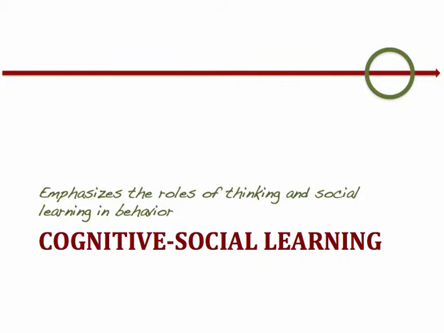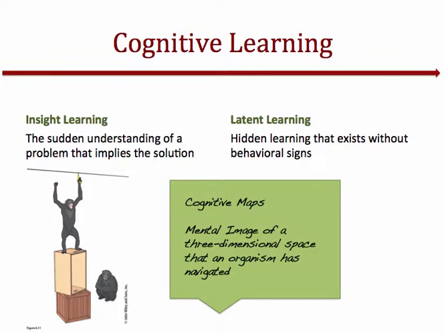Okay, the other major type of learning is social cognitive learning, which emphasizes the roles of thinking, that's the cognitive component, and social aspects of learning. Okay, so cognitive learning really refers to the fact that learning can take place in our minds without any observable behavior going on at the time that learning has occurred. Okay, a good example of this is called insight learning. This is when there's a sudden understanding of a problem that implies the solution. So most of us have experience with this type of learning called insight learning, where we're trying to figure out the solution to a problem and it's just not coming to us.